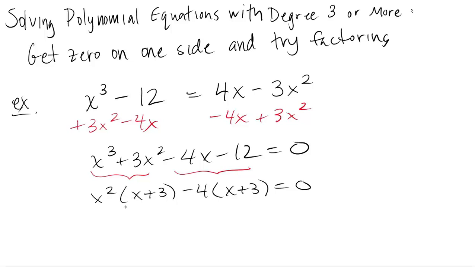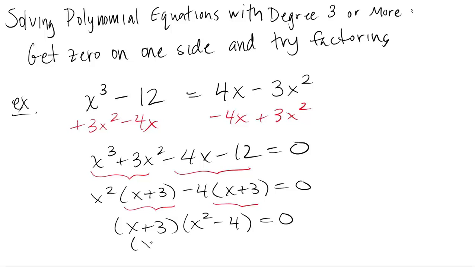X plus 3 is the GCF of this new expression. So I can pull an x plus 3 from both terms. When I pull x plus 3 from the first term, it leaves behind x squared. And when I pull x plus 3 from the back term, it leaves behind a minus 4. And that's a difference of squares. I can break that down even further. That's (x plus 2)(x minus 2).